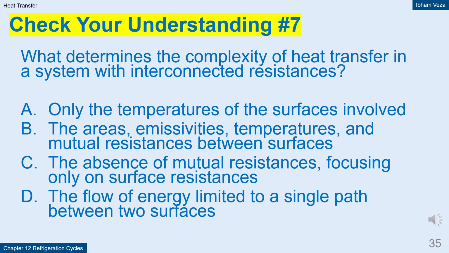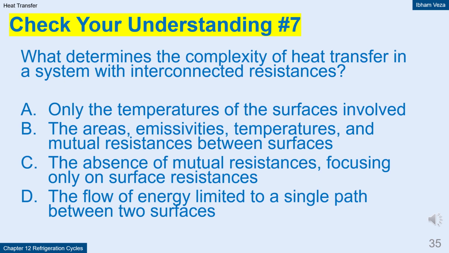Correct answer B. The areas, emissivities, temperatures, and mutual resistances between surfaces associated with each interaction. Explanation of incorrect options. A. Only the temperatures of the surfaces involved. This is incorrect because while temperatures are important, they are not the sole determinant. The areas, emissivities, and mutual resistances also significantly influence heat transfer.